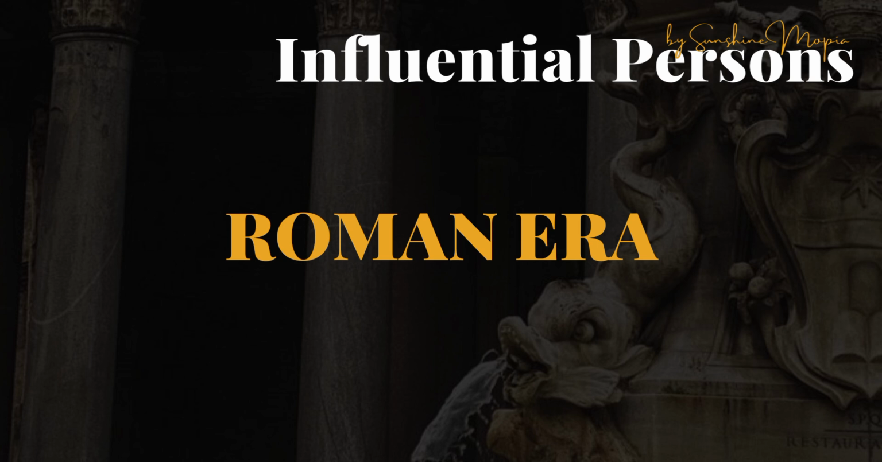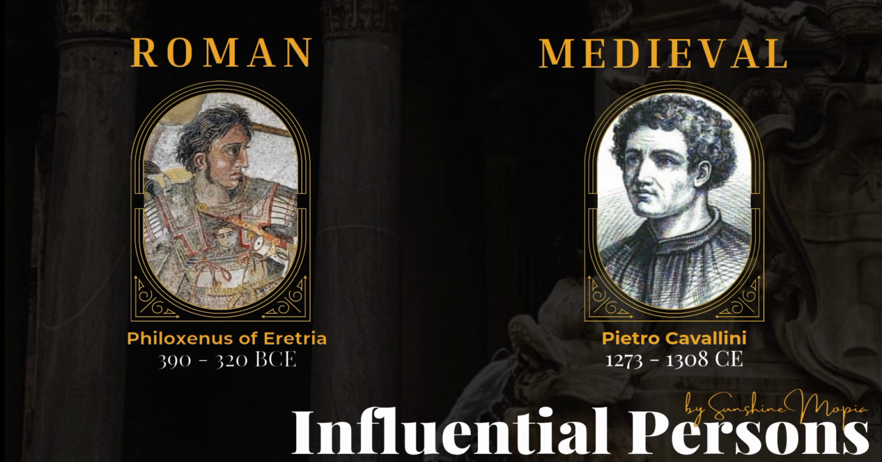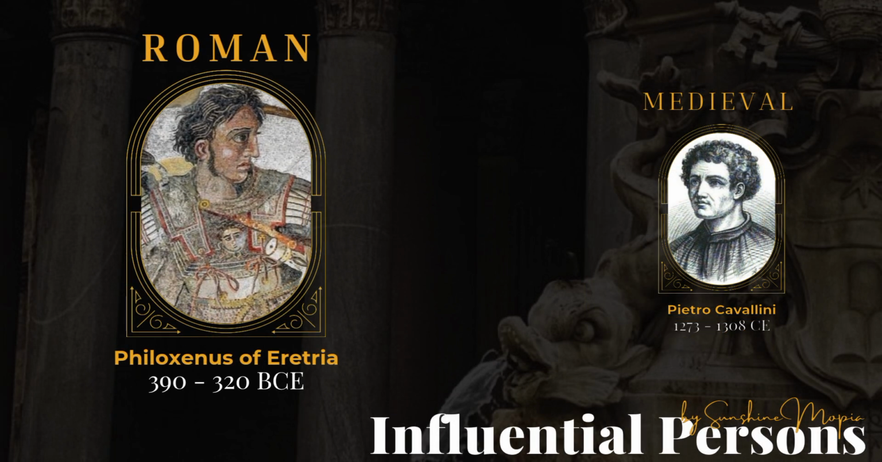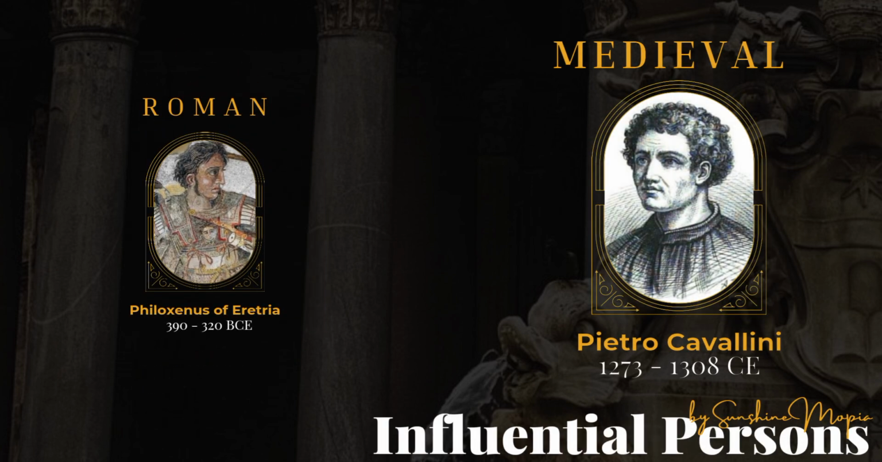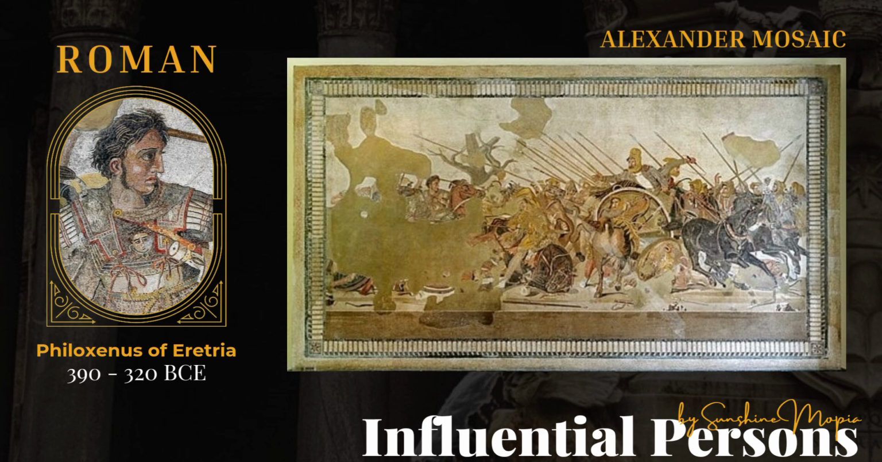Several forms of Roman sculpture and painting had lasting legacies in art. They were among the most influential people during the Roman and medieval eras. The one on the left is Philoxenus of Eretria, or Apelles. He was known in the Roman period, while Pietro Cavallini was known in the medieval period. An example of a painting of an influential person during the Roman era is the artwork Alexander Mosaic, from 120 to 100 before Christ.